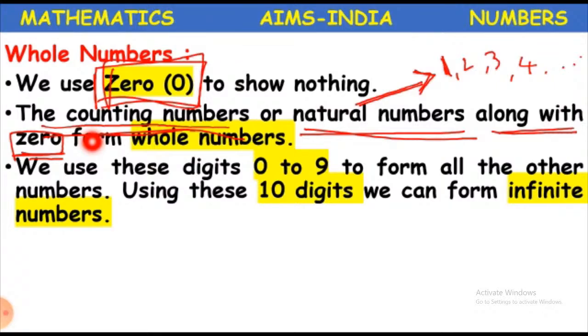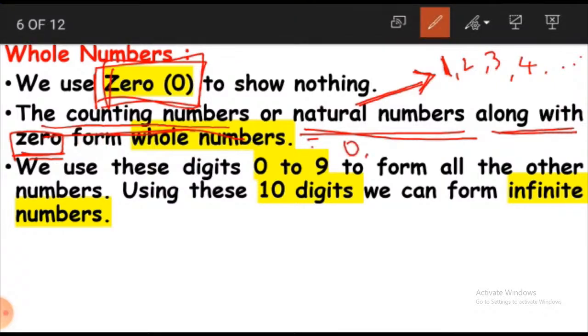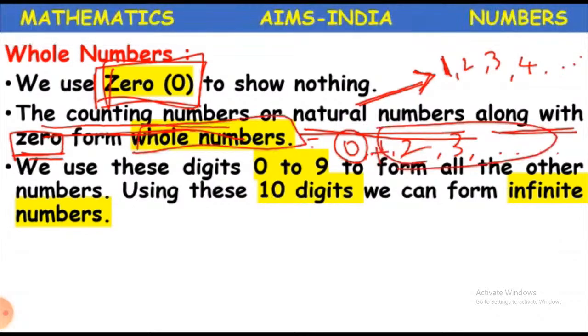Whole numbers. So what are whole numbers now? 0, 1, 2, 3 and so on. This is 0 and these are the natural numbers. 0 plus natural numbers is equal to what? Whole numbers. We use these digits 0 to 9. These are whole numbers. Whole numbers are the digits 0 to 9.